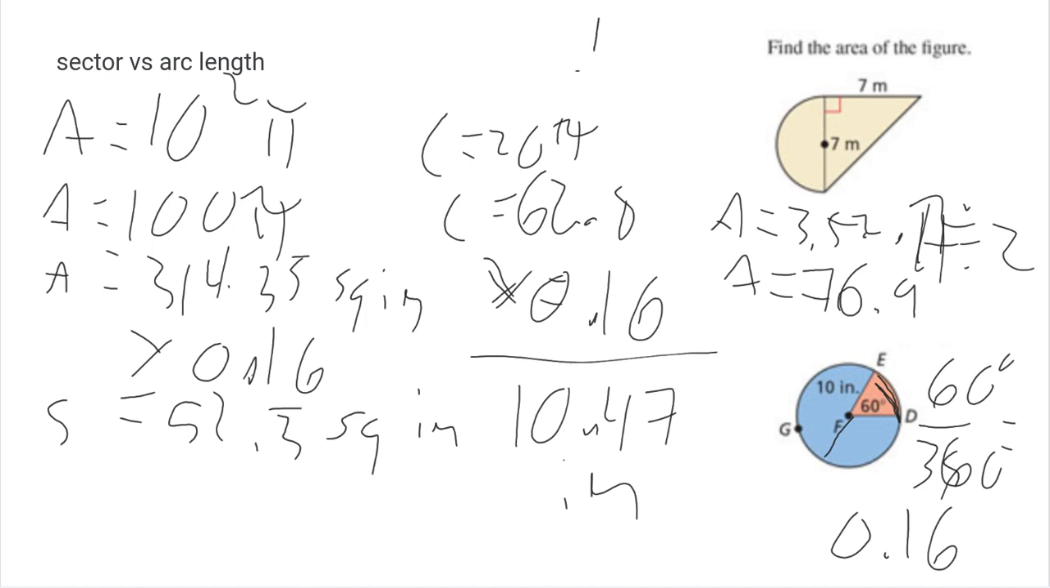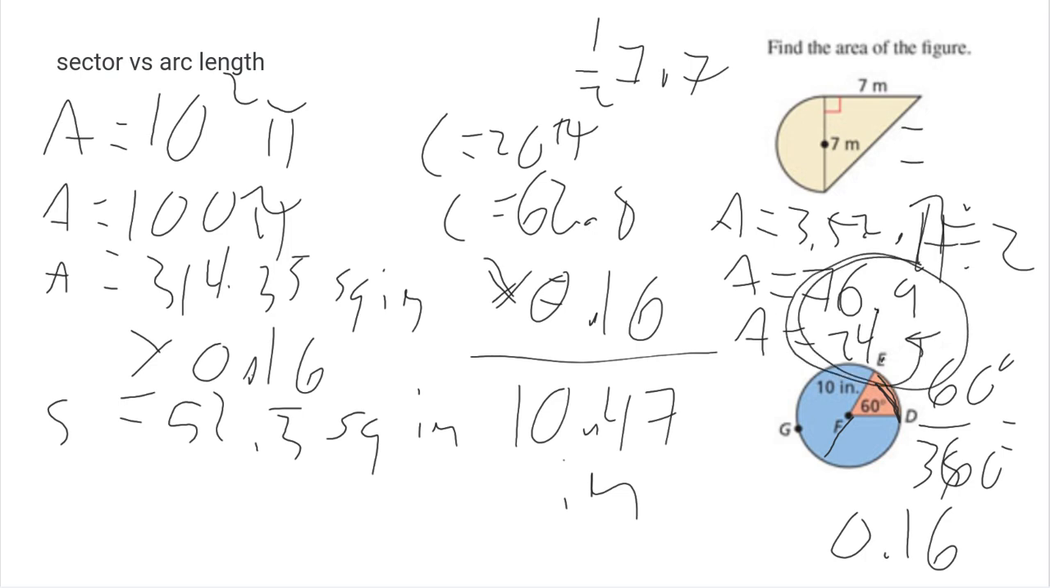Next, I'm going to find the area of this triangle. Area of a triangle is 1/2 base times height. So the area of the triangle, I get 24.5. I add those together, and I get a final answer of 101.4 meters squared.